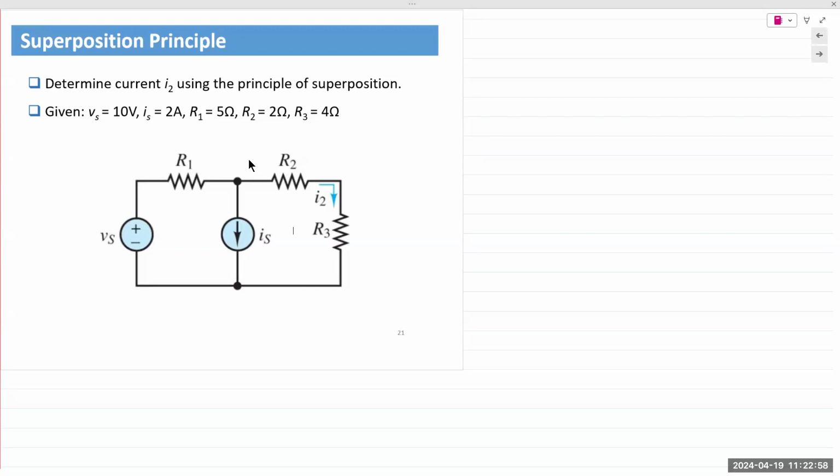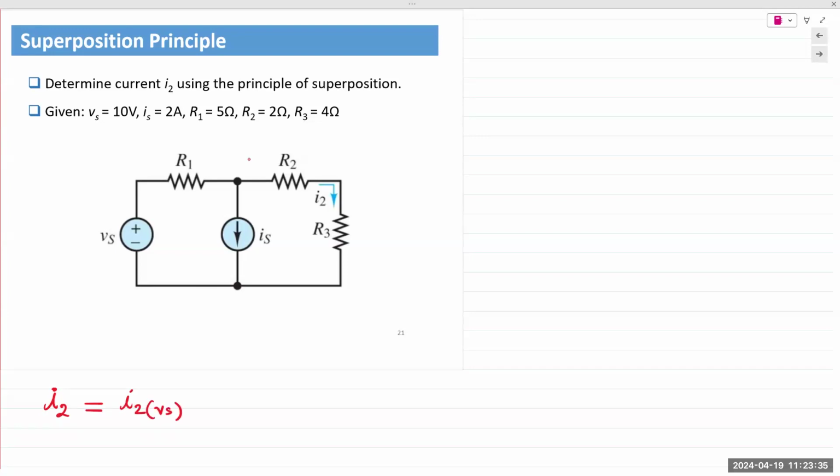Superposition is 2 sources, so you perform 2 separate analyses and find the value of I2. The first time you find it due solely to VS active and IS inactive. The second time you find it for the current source IS active and VS inactive. The resulting current I2 would be the sum of both those values. I'm going to write this on the left. This actually comes at the end of the analysis.